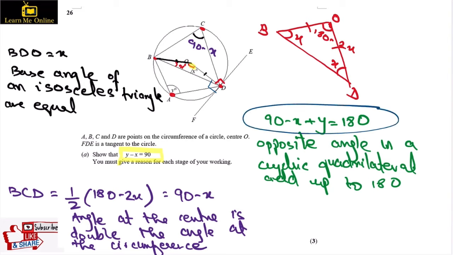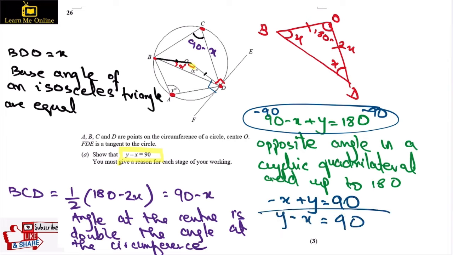Okay, now we're going to simplify this equation to build up what we are trying to prove. So now what do I see, y minus x? Here I'm supposed to have the y positive, so I'll take this 90 to the other side, so it would be minus 90 and minus 90. So we'll get minus x plus y equals 180 minus 90, which is 90. And we can rewrite this in the form y minus x equals 90, and this is what we were supposed to prove.